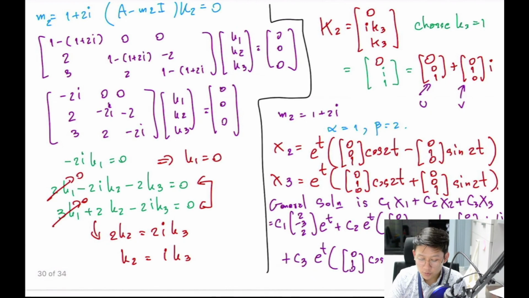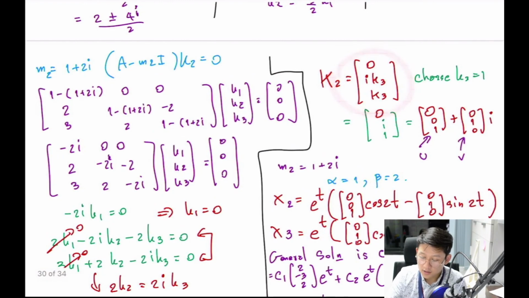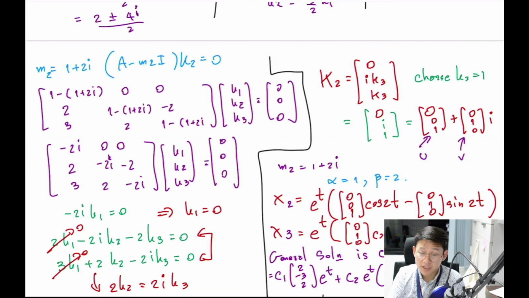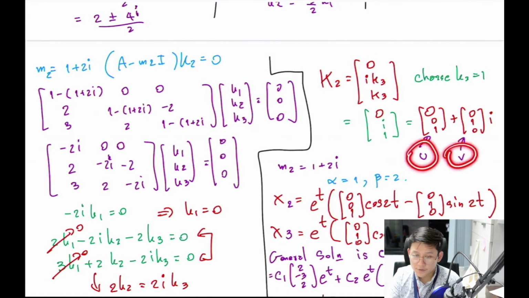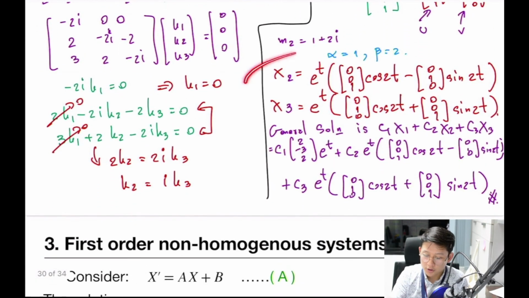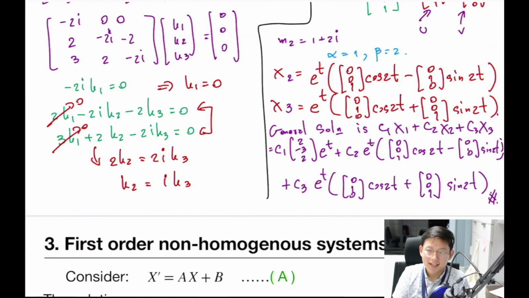So you take 1 plus 2i, you subtract it from the diagonal, you get k1, k2, and k3. And then you write down this k in the real part and the imaginary part, and you call that u and v. After that, you obtain the solutions using the formulas, and then you get the general solution. And that's it.